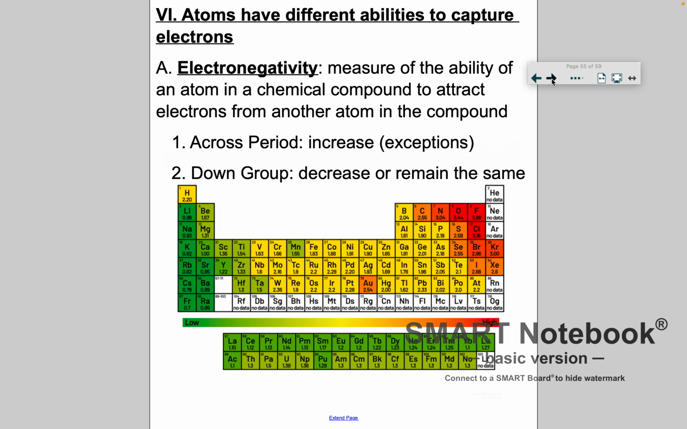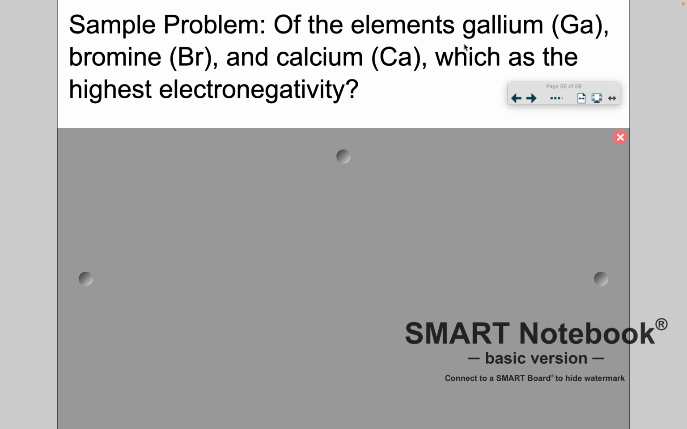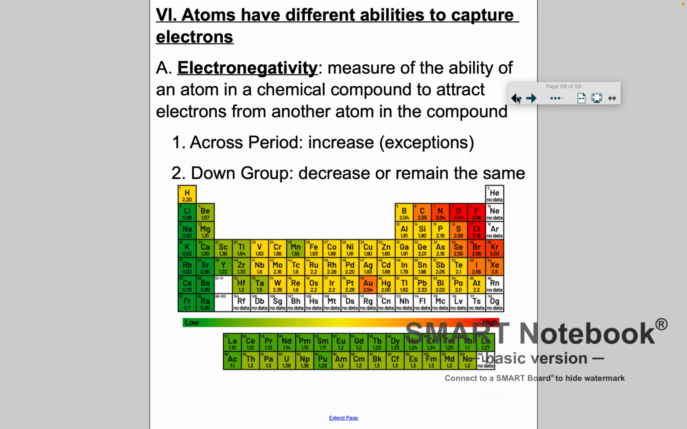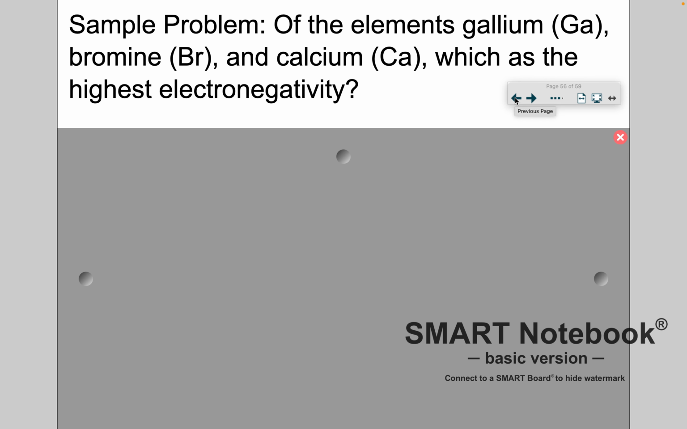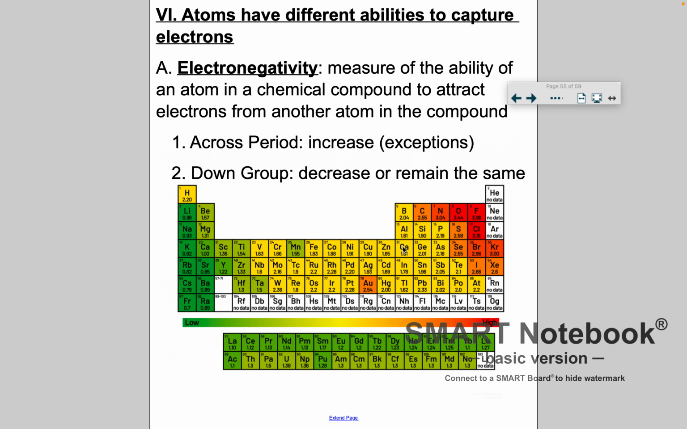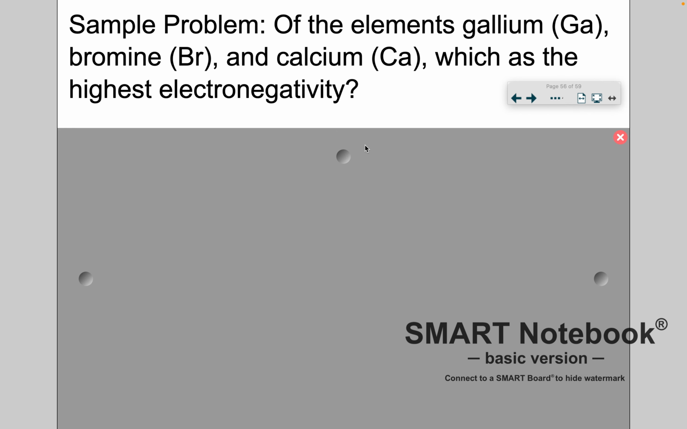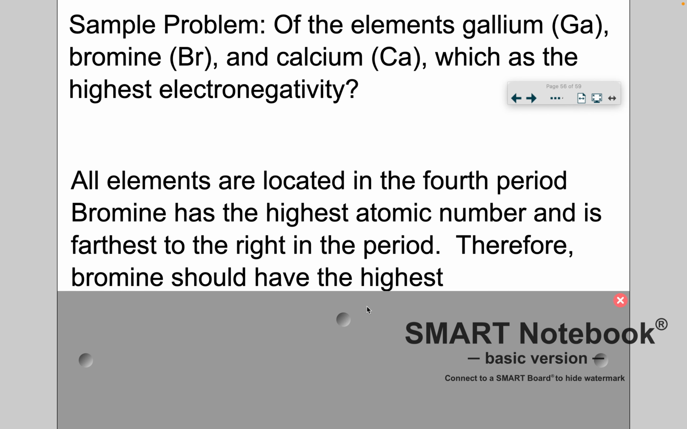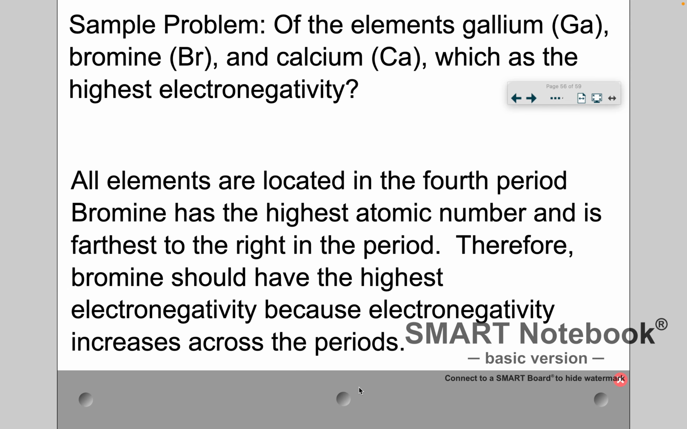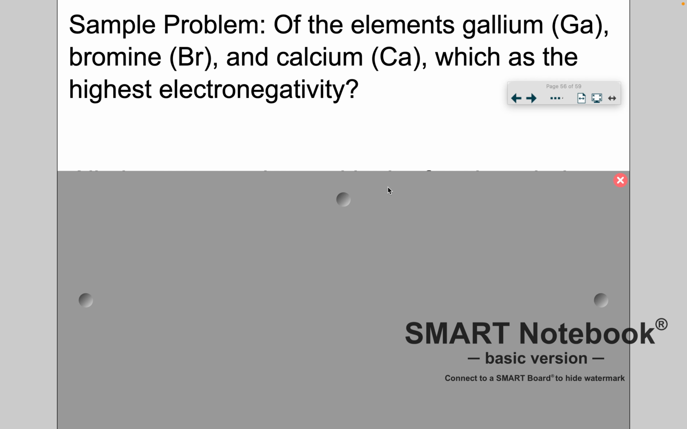Green, not so much. So sample problem: of the elements gallium, bromine, and calcium, which has the highest electronegativity? So gallium, calcium, and bromine. Okay, so we're definitely going to say bromine, right? So they're all located in the fourth period. Bromine is the highest because it's furthest to the right. Therefore, bromine should have the highest electronegativity.